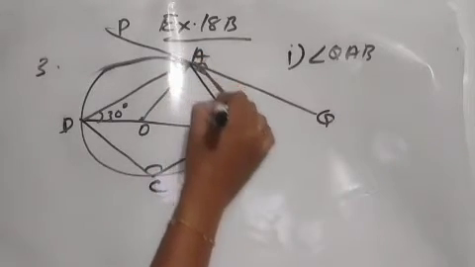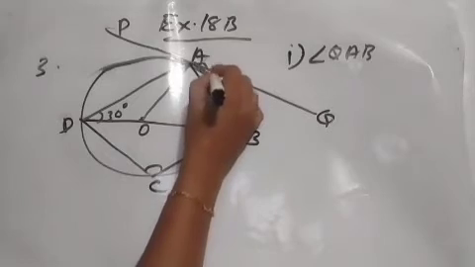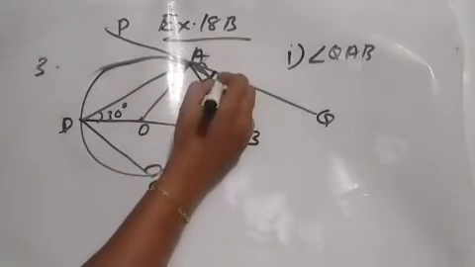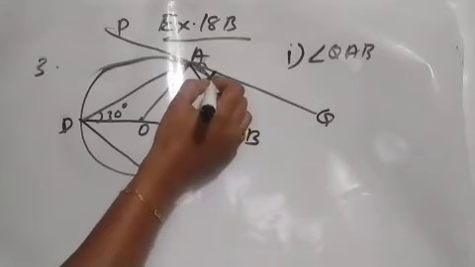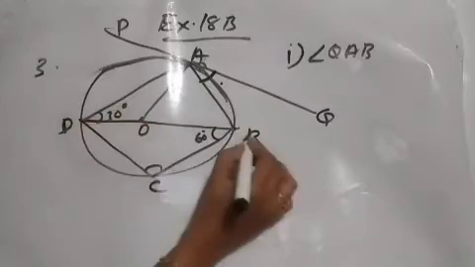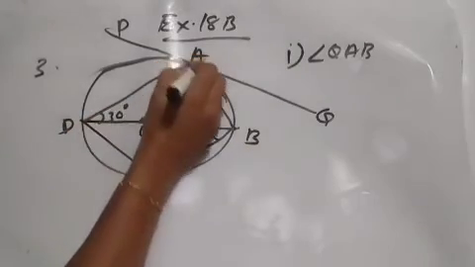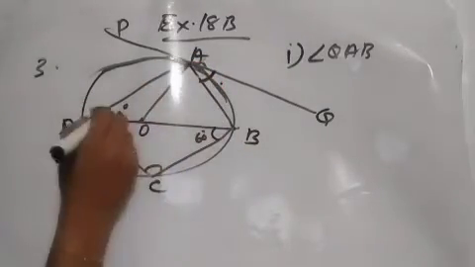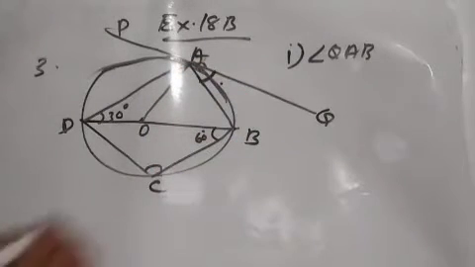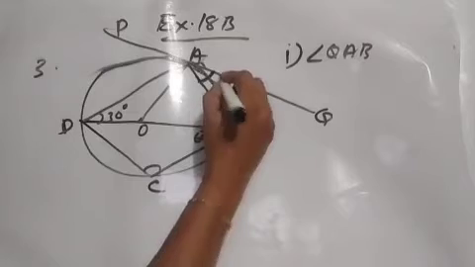So we have to join AB. This angle we have to calculate, the angle between chord AB and a tangent. This is equal to, by the theorem, angle between a tangent and a chord is equal to angle in the alternate segment. So angle in the alternate segment is given, ADB is 30 degree. So what about this QAB? Yes, that also 30 degree.